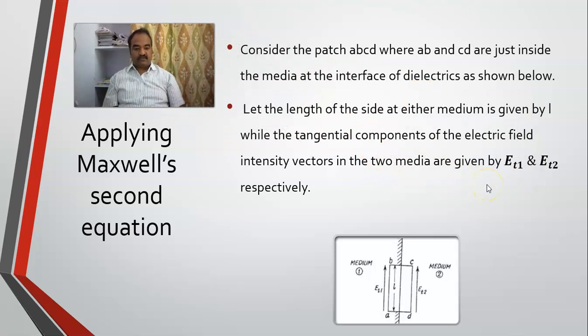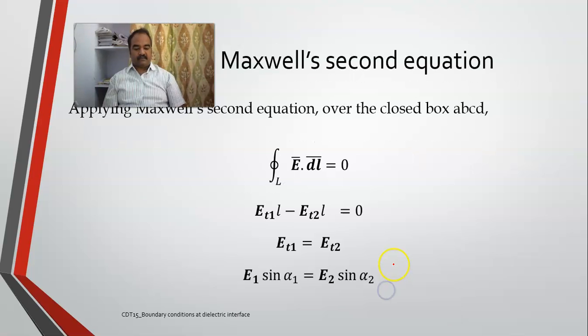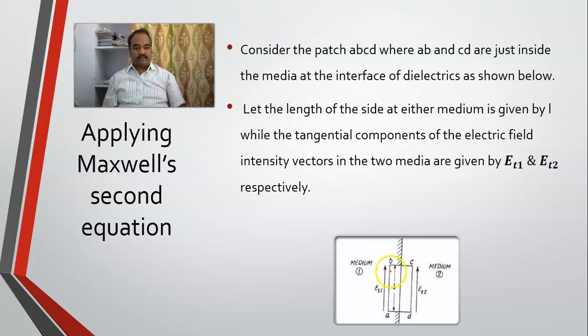For Maxwell's second equation, what I'll be doing is considering a path ABCD. This is my path ABCD. I'll assume that this length is very minimum, so I don't consider it. So these two lengths are very minimum. I'll consider only these two lengths now, and the length of each one is L and L. Similarly, again, if you carefully consider, E1 will be in this fashion, E2 will be in this fashion.